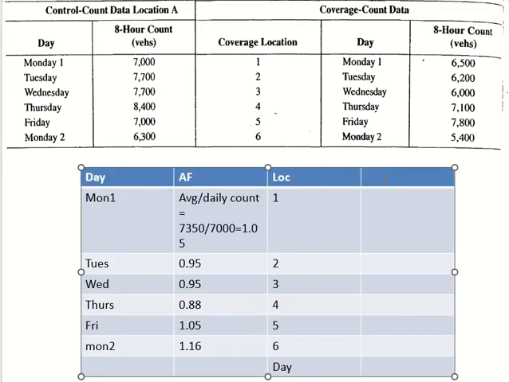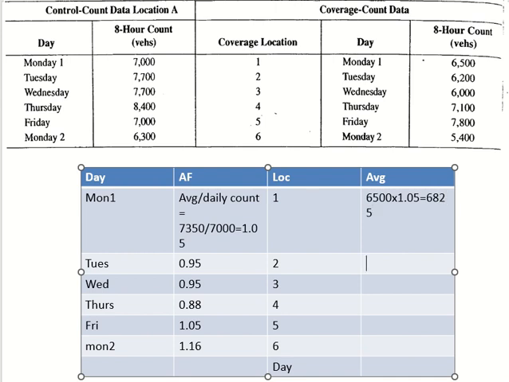Okay. So for example, look at location 1. What is the count for location 1? 6,500. Which day is it taken? Monday 1. What is the factor of Monday 1? 1.05. So multiply by 1.05. How much is this? 6825.